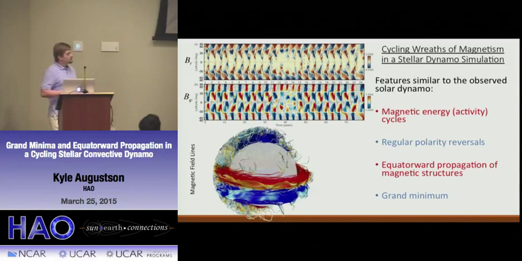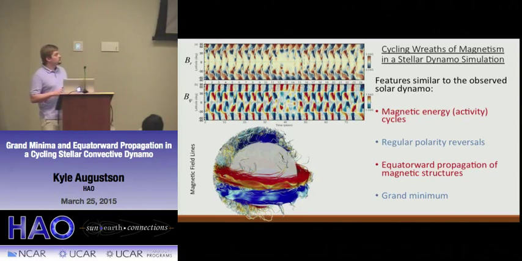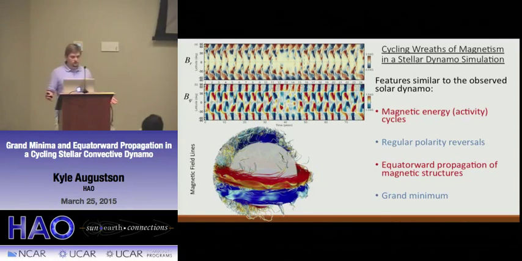I'm going to talk about a case that I ran for my thesis work back in 2013 and finally got around to publishing just last year. It's very similar to the others, where it's a convection zone only simulation. In this case, we're rotating at 3 times the solar rate in order to reduce the Rossby number of the system. But it does exhibit some really interesting features.